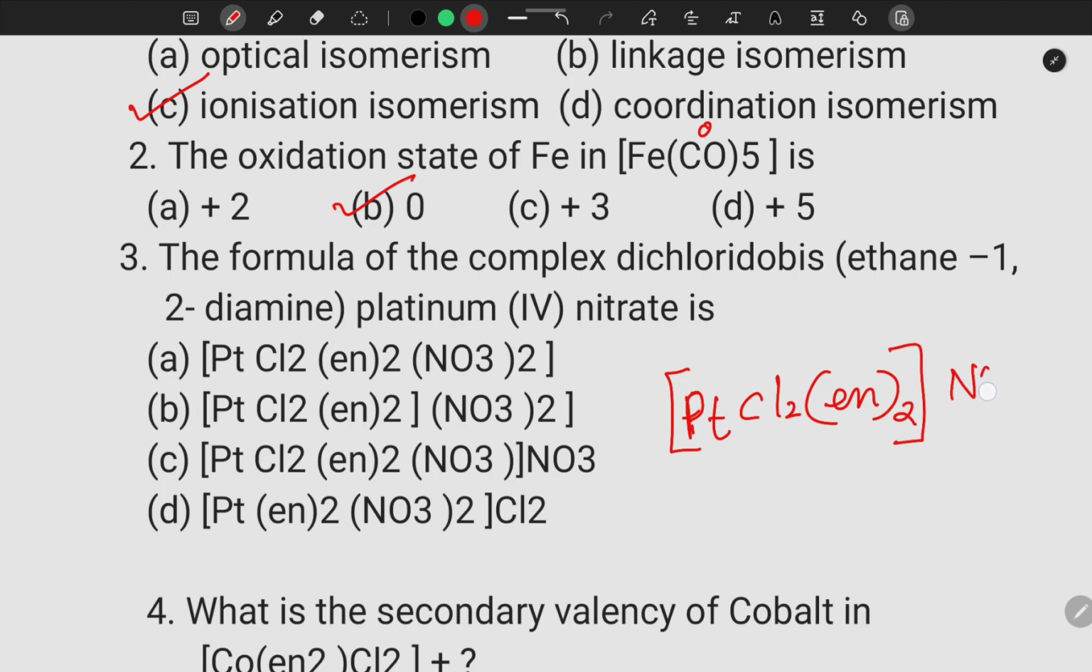Then nitrate is given. Now platinum is in +4 oxidation state, 2 chlorine, 2 into -1, that is equal to -2. En is neutral. So the sum of the oxidation state will be +2. To balance it, outside it should be -2. So NO3 is -1, 2 NO3 is -2. So our option is B.